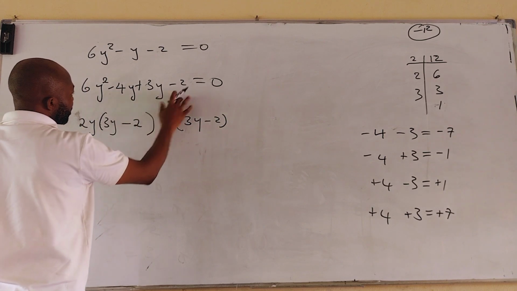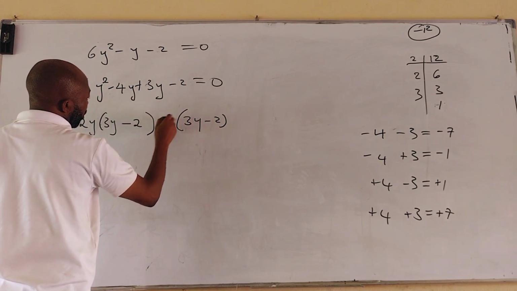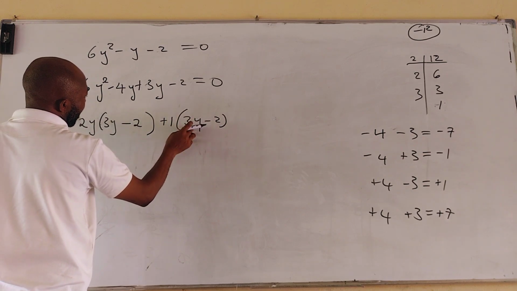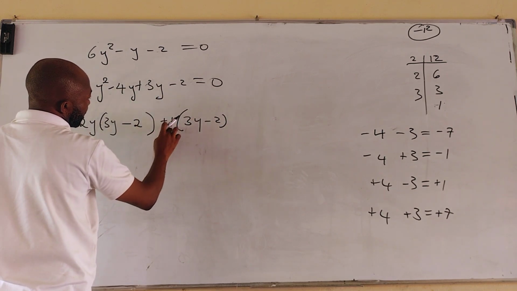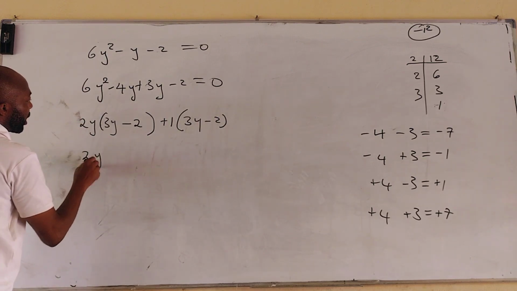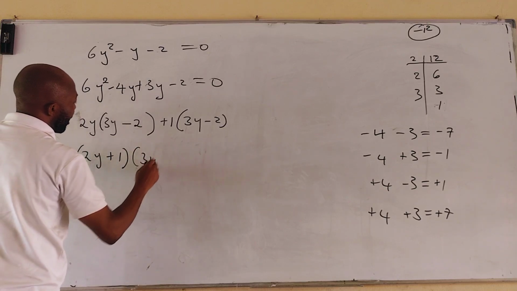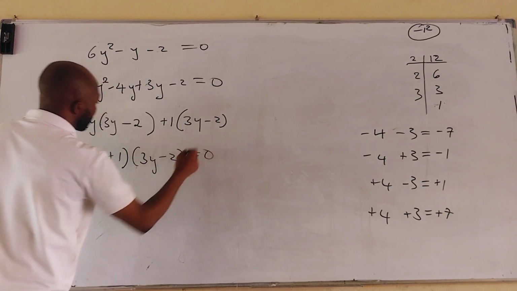So in these two, I have 3y, so I'm left with 1 here. So plus 1 times 3y is plus 3y, plus 1 times minus 2 is minus 2. So that's correct. I have my 2y plus 1 and 3y minus 2. All of this is equal to 0.